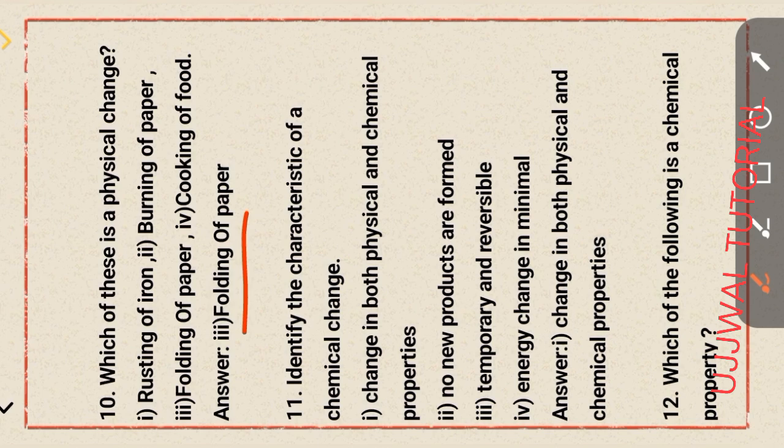Next question, question number 11. Identify the characteristics of a chemical change. Option 1 is the right answer, that is change in both physical and chemical properties. But options 2, 3 and 4 are not the answer, that is, no new product is formed, temporary and reversible energy change. Okay, next part, that is question number 12.